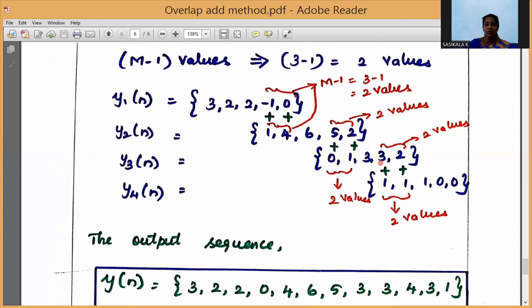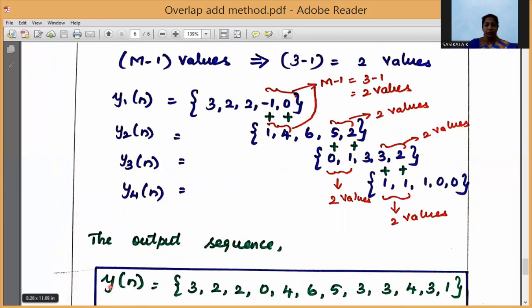And the last two values of y3 of n should be added with the first two values of y4 of n. So 3 plus 1, 4. Again 2 plus 1, 3, and 1. So I am discarding these two zeros. Why? Because the length of y of n should be 12. So already I have got 12, and since 0 has no value, you can leave it also.